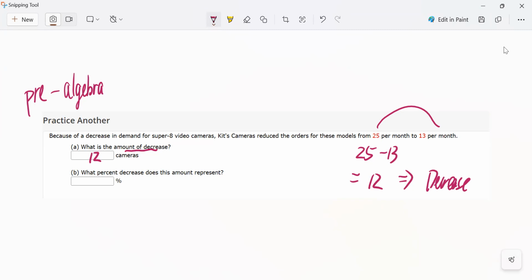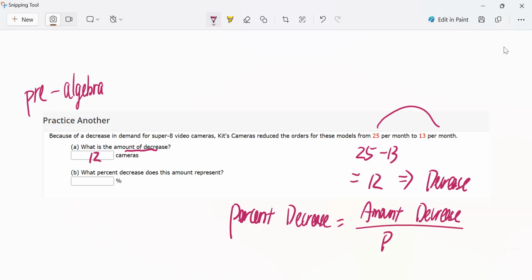So percent decrease is equal to amount decrease divided by the base. Base is the original amount. Percent decrease equals amount decrease over base. Also, you can see this as old amount minus new amount over the old amount, right? So basically, that's how that goes. The base is the original amount, the old amount. The amount decrease we know is 12, right? The old amount is 25, so 12 over 25.